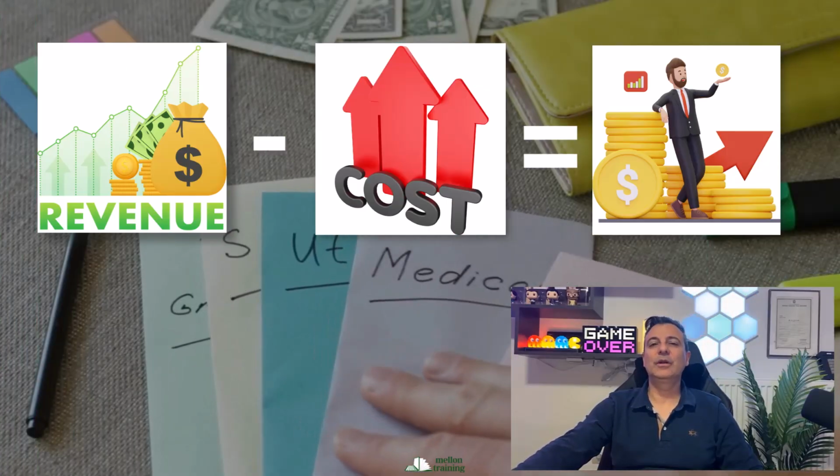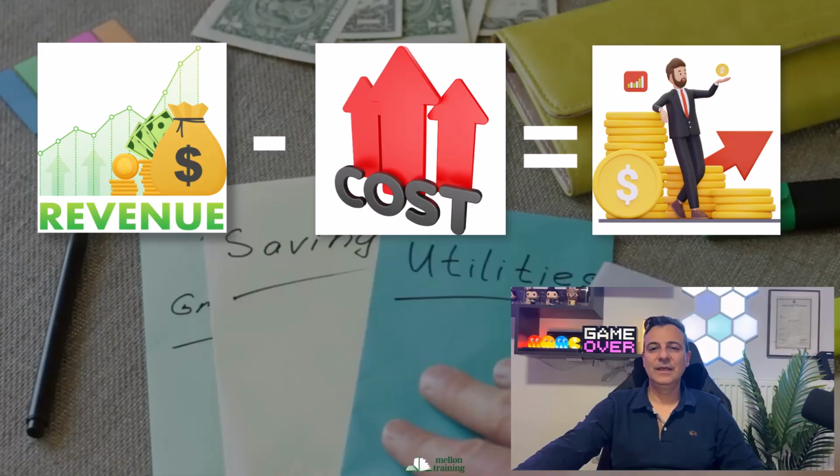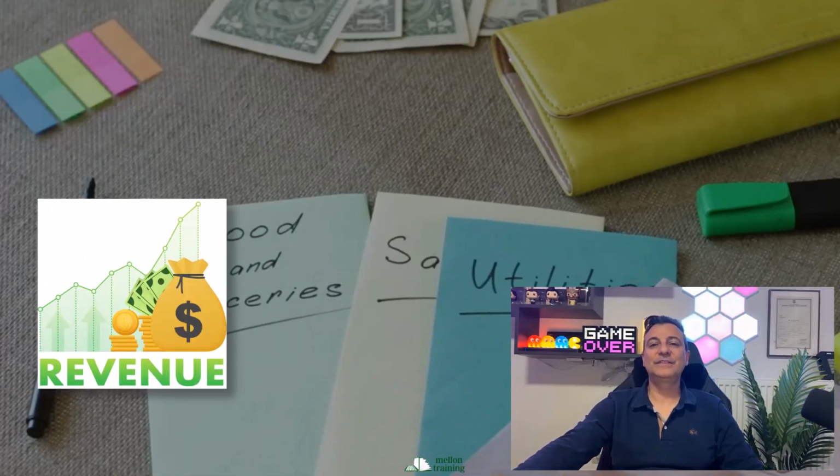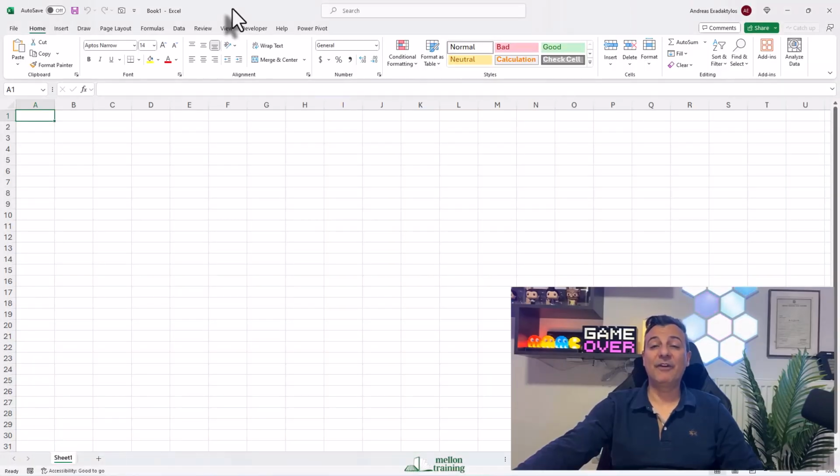Today we are going to build a real working personal budget that calculates your taxes, totals your expenses, and tells you exactly where you stand, automatically in Excel from a completely blank file.